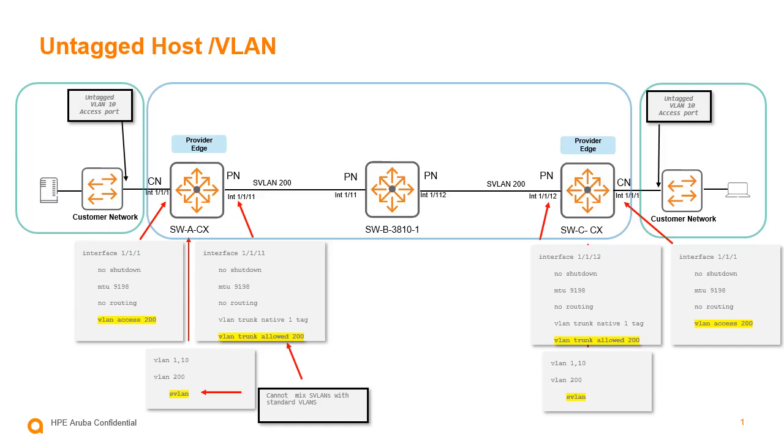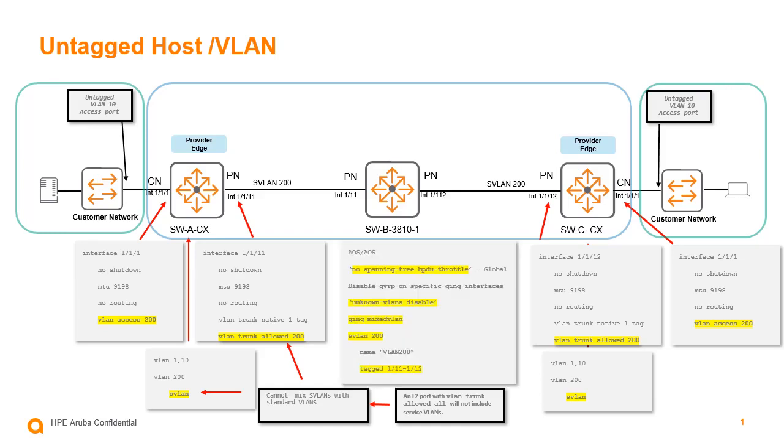And as a reminder, you cannot mix SVLANs with standard VLANs on a trunk or a LAG link. And if you're using the VLAN trunk allowed all configuration on interfaces or LAGs, this will not include SVLAN. So you have to manually configure the SVLAN list on a trunk or a LAG interface.